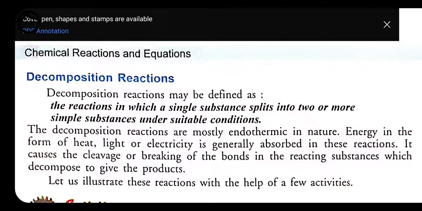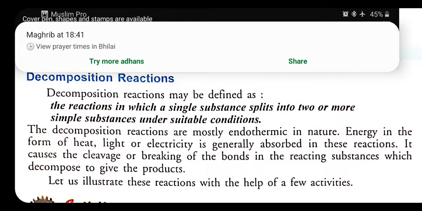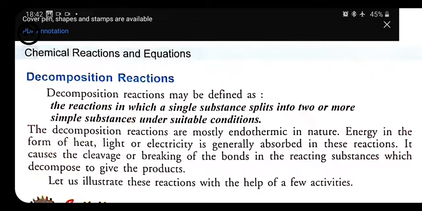Here we know that a decomposition reaction cannot take place on its own. If we need to break something, it needs some type of energy. This energy may be heat energy, light energy, or electrical energy. So if we are decomposing or breaking any substance due to heat, then it is called a thermal decomposition reaction.